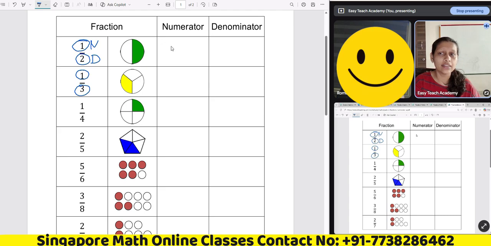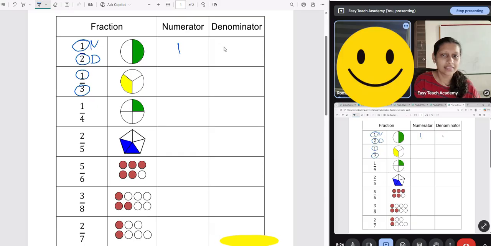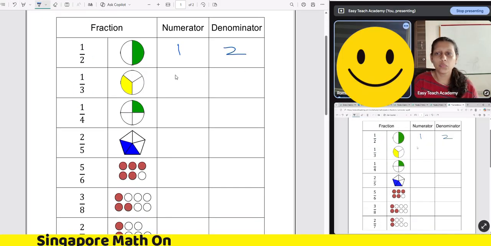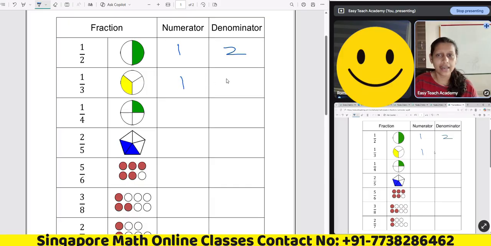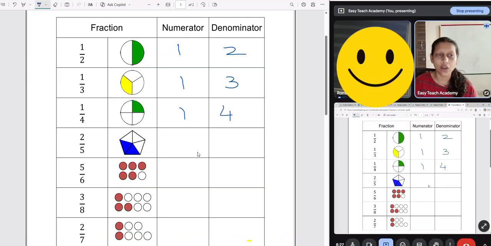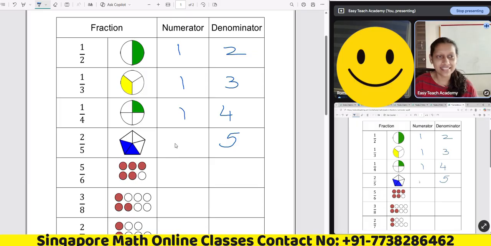Now tell me which one is the numerator. What I will write here as numerator: 1. And what is the denominator? 2. Good. Second question. What will I write here? 1. And the denominator? 3. Very nice. Third sum. Numerator 1, denominator 4. Now tell me in this sum which is the denominator? 5. Very nice. And the numerator is? 2. Good girl.